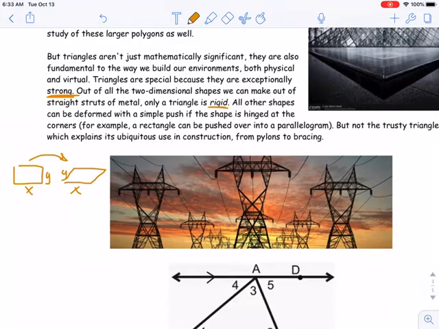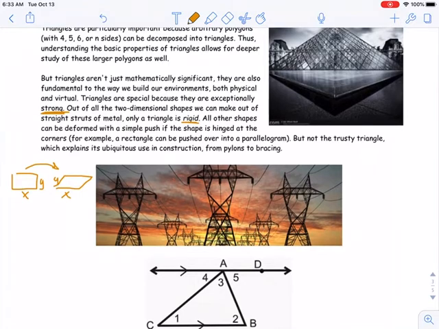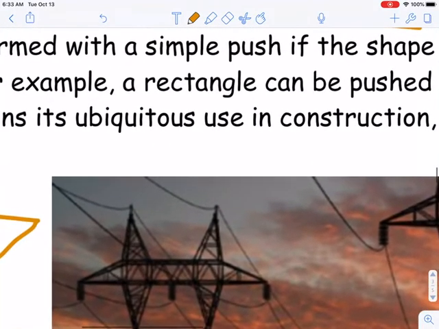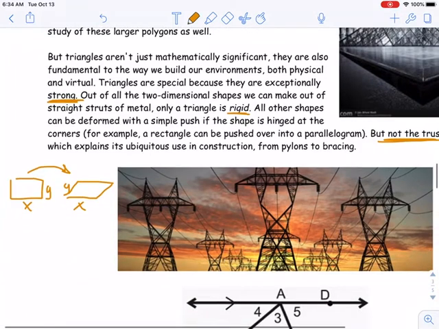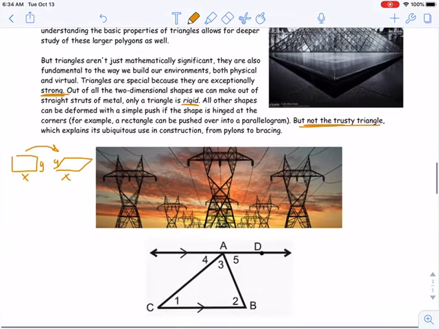All right, but not the trusty triangle. You can't push over the trusty triangle, which explains why it's ubiquitous in use in construction from pylons to bracing. I struggle to pronounce goofy words, like the word calligraphy. I can never say that word. Calligraphy, that fancy pen. I get tongue-tied easy.